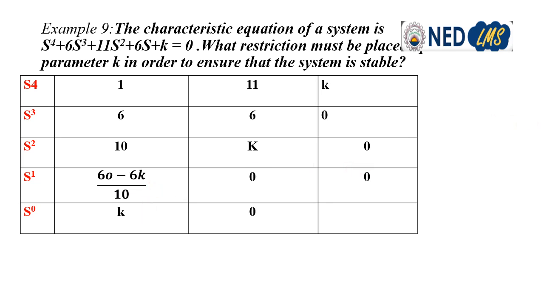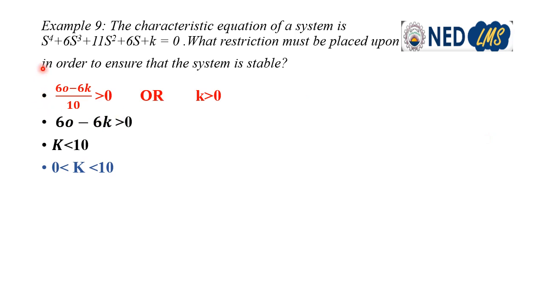We can simply write it as either 60 minus 6k upon 10 is greater than 0, or k is greater than 0. When we simplify this, 60 minus 6k is greater than 0, k should be less than 10, and by combining these two, we say that k should be greater than 0 and less than 10. So we have a range here that k should be between 0 and 10, and the system will be stable for this range.